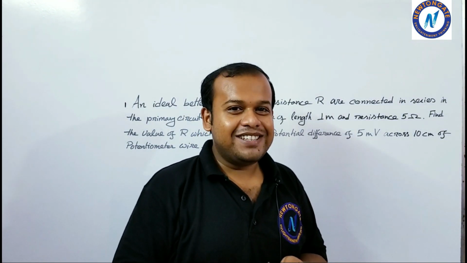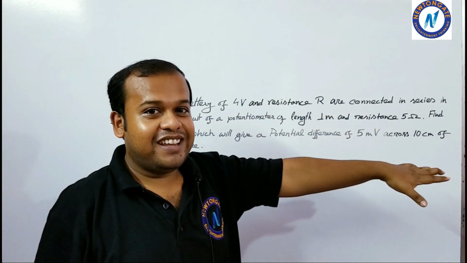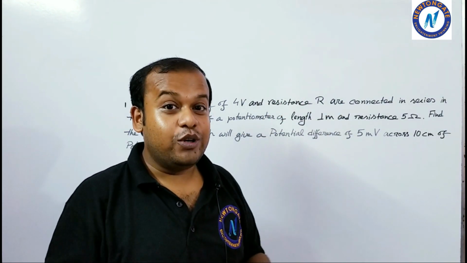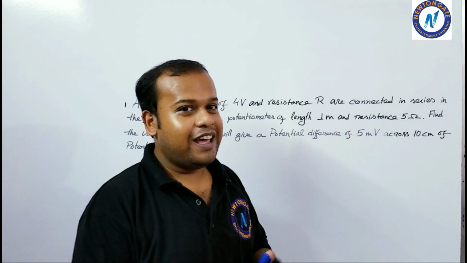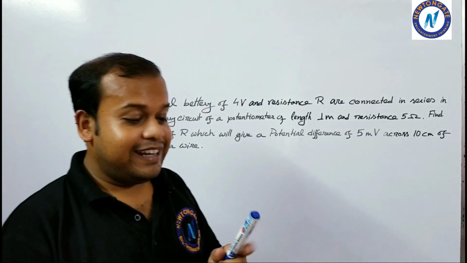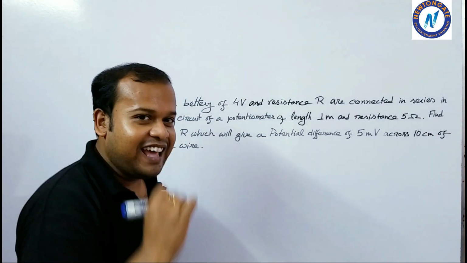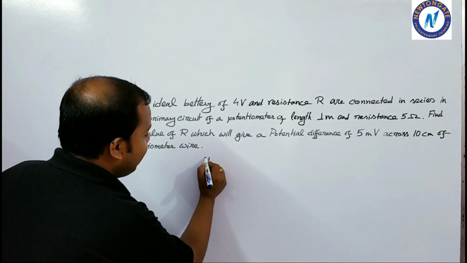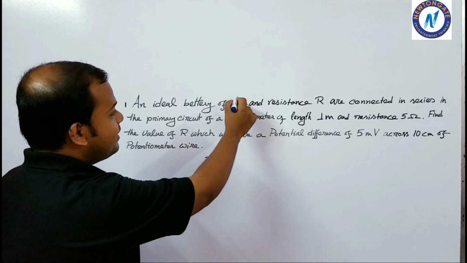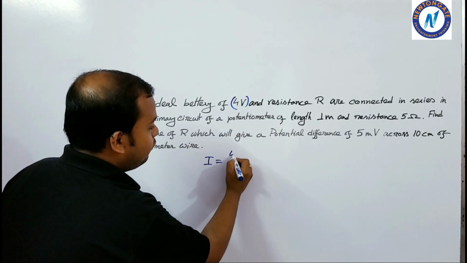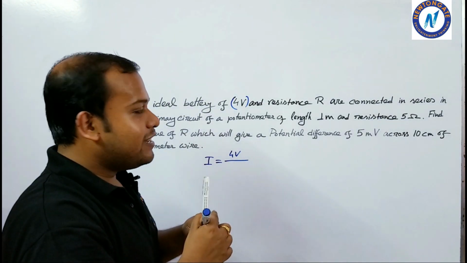So for the calculations, first we have to find out the current through the circuit, and after that we are going to see how that current is changing with the length of the wire. So what will be our current in the wire? Let us suppose the current is given by I. So what is I? I is the potential difference, that is 4 volt, divided by the total resistance. So what is the total resistance?